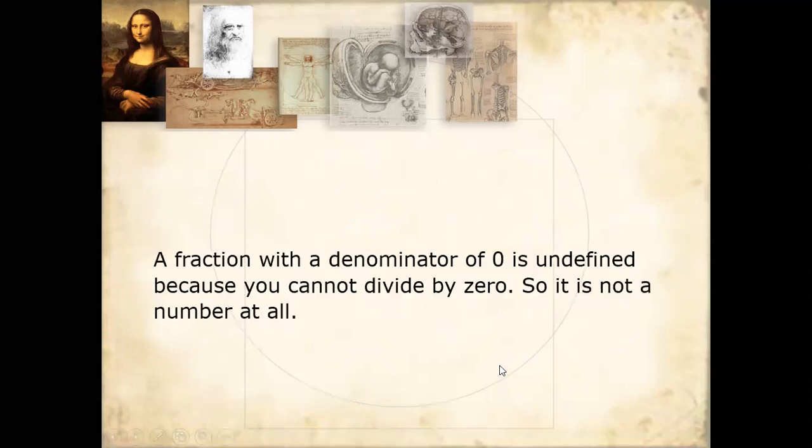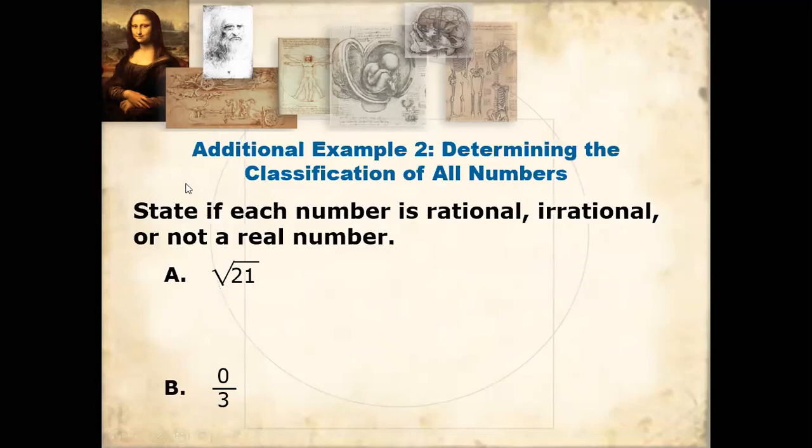A fraction with a denominator of 0 is undefined because you cannot divide any number by 0. So it is not a number at all, okay? Now the question: state if each number is rational, irrational, or not a real number.